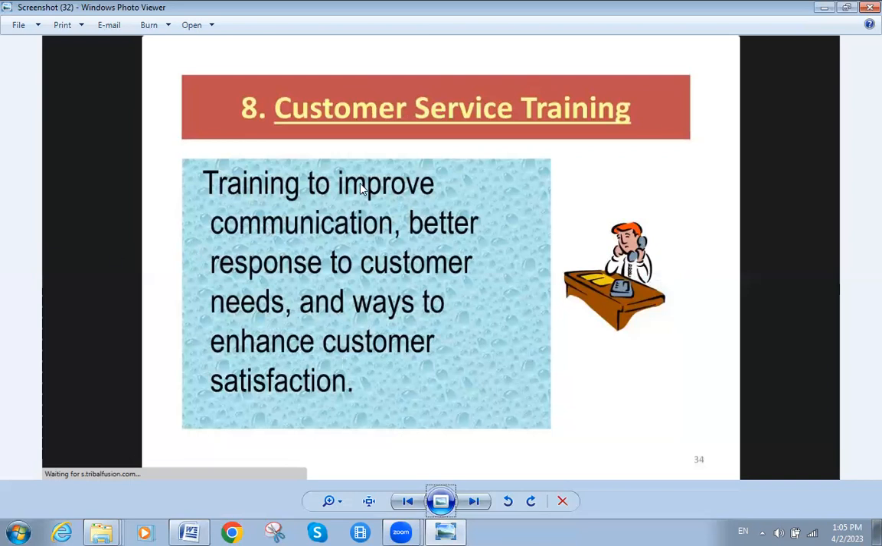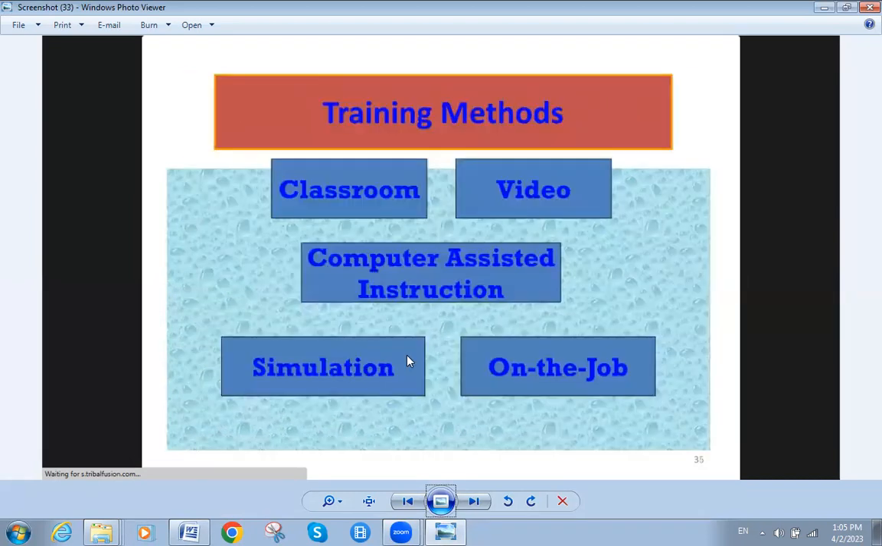Customer services training is training to improve communication, better response to customers' needs, and ways to enhance customer satisfaction.